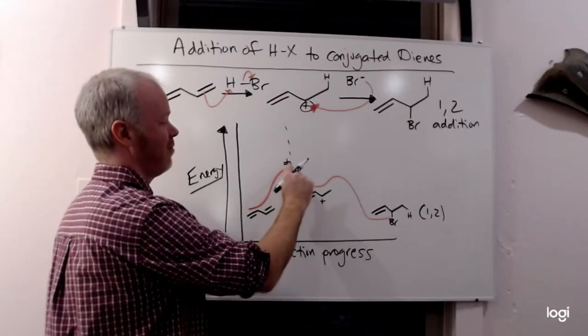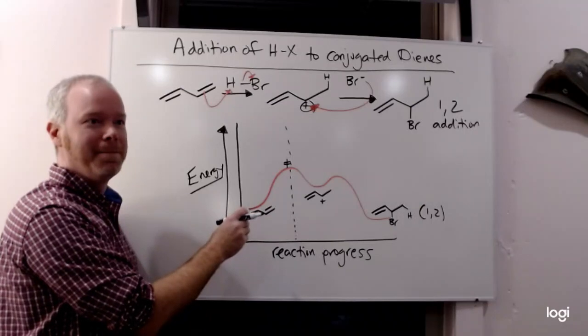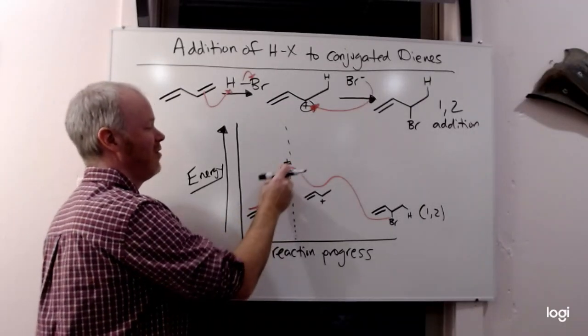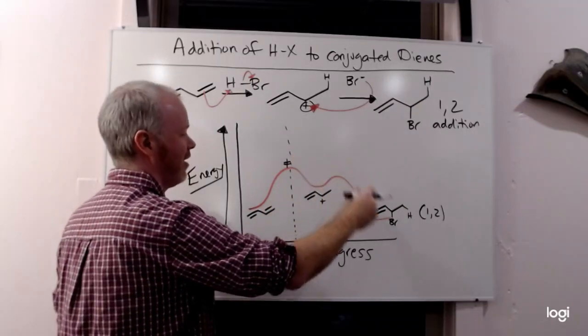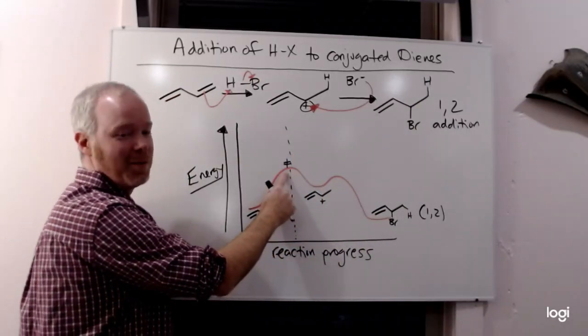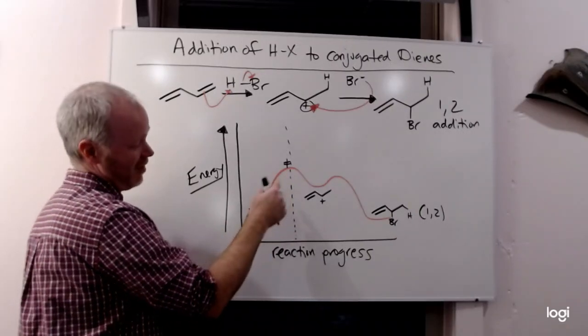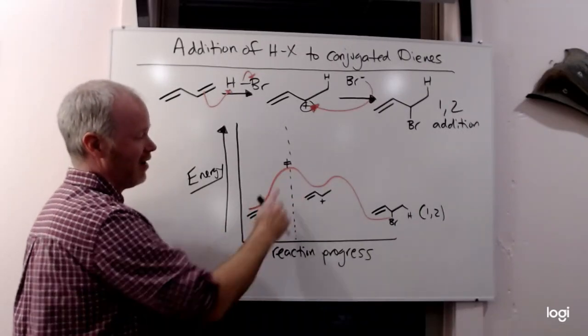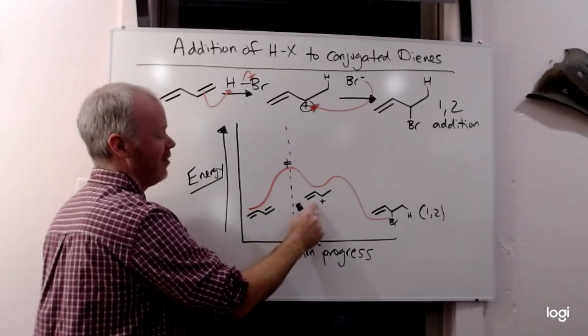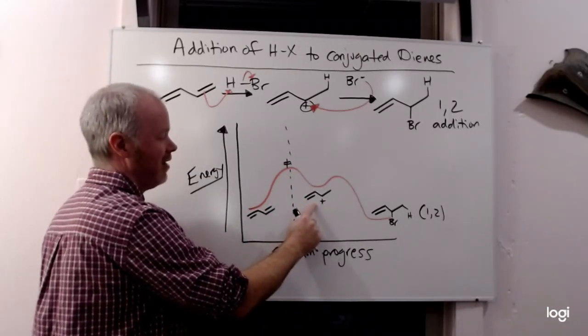So the highest point is kind of like a roller coaster going up a hill. It takes the most energy to get to this point, and then everything else is sort of downhill from there and relatively fast. So this is the slow step. The rate limiting step of the reaction is getting to that first point. And the energy of this transition state has a lot to do with how stable this intermediate is too.